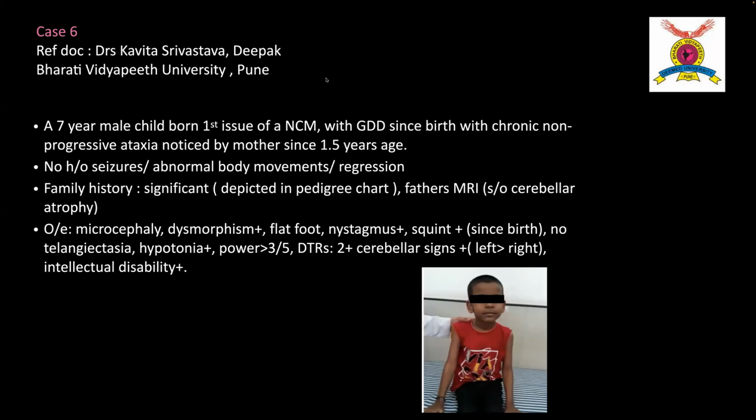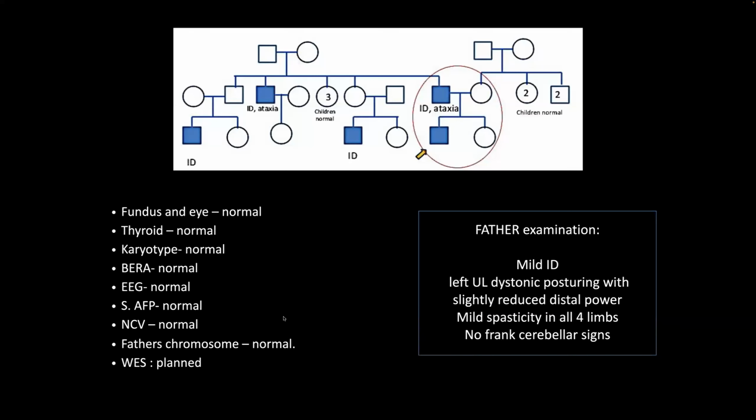He is a 7-year-old male child, born first issue of a non-consanguineous marriage, with global developmental delay since birth. Had chronic non-progressive ataxia, which was noticed by the mother since 1.5 years of age. There is no history of seizures or abnormal body movements or neuroregression. There is significant family history. In the pedigree chart, all the males are affected in all three generations. And the father also has intellectual disability and ataxia, and the father's MRI showed cerebellar atrophy.